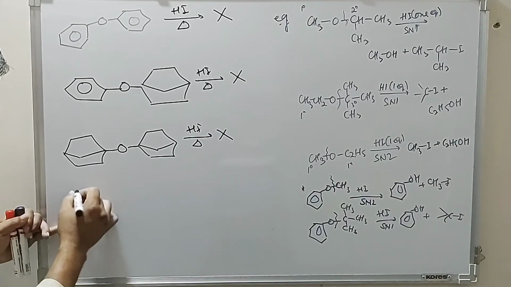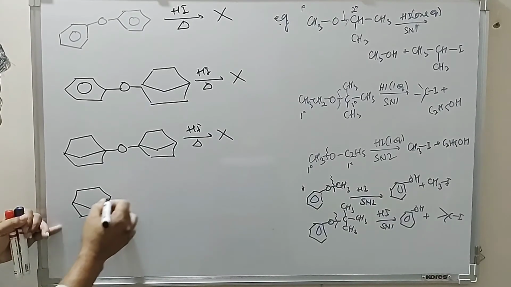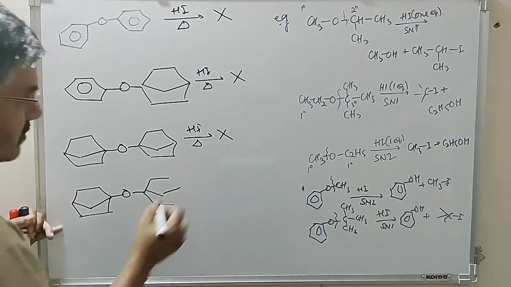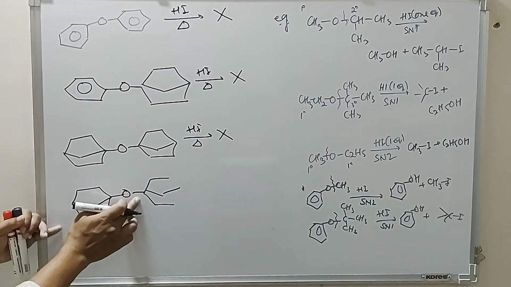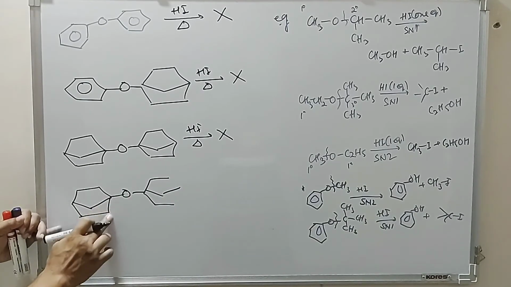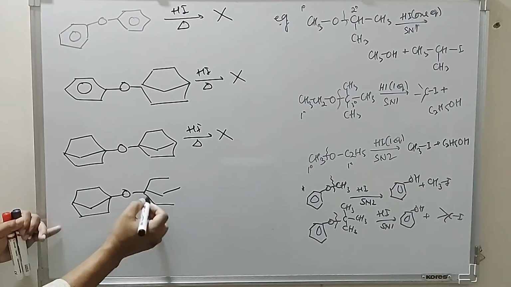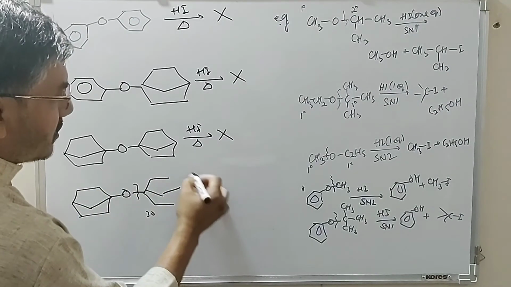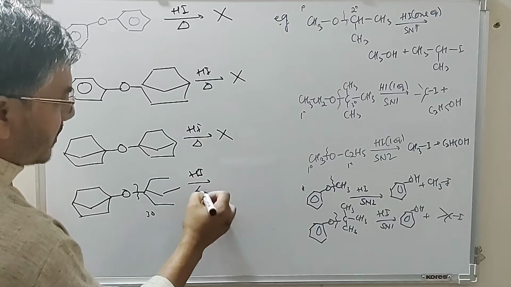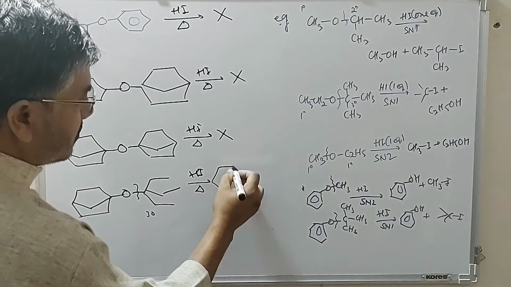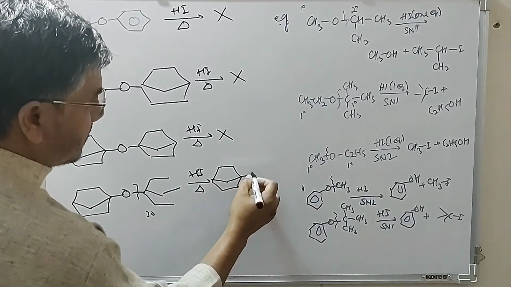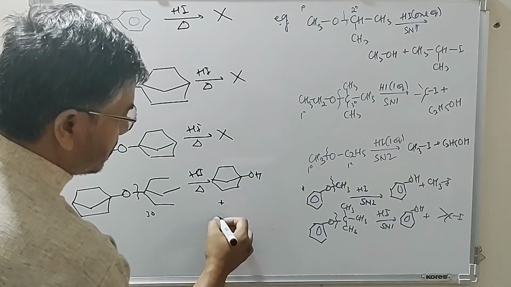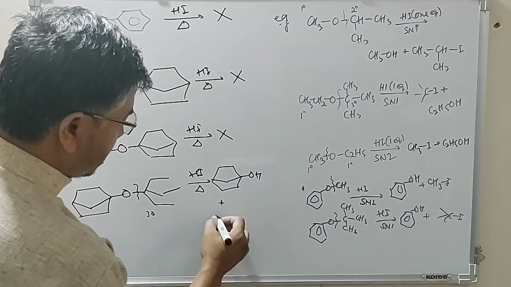But if we have, look at this, suppose we have this, this is open chain, this is cyclic, so we can break the open chain, which is tertiary. If we break this bond on heating with HI, this gives you this alcohol, plus this will be converted into iodide.